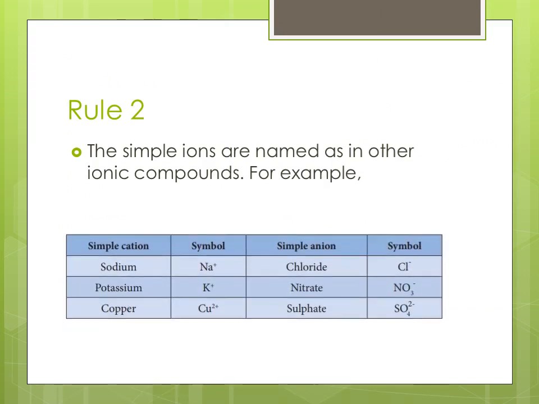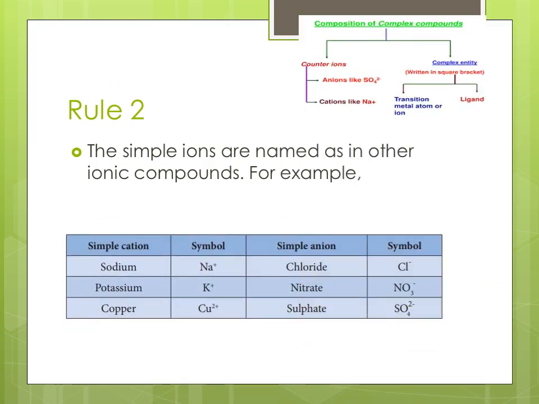Second point: the simple ions are named as in other ionic compounds. Other ionic compounds means you can take NaCl. NaCl ionizes to give Na+ and Cl-. So if there is a simple ion, that means the counter ions. A complex compound has a counter ion as well as the complex entity. The counter ion can be present either at the left-hand side of the complex or at the right-hand side of the complex. The counter ions are either Na+, K+, etc., or anions like SO4 2-.